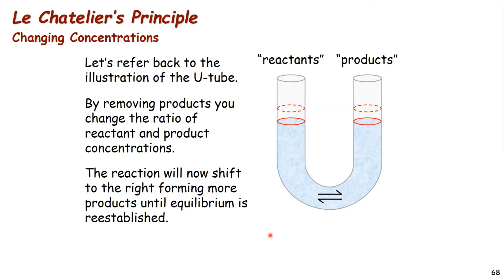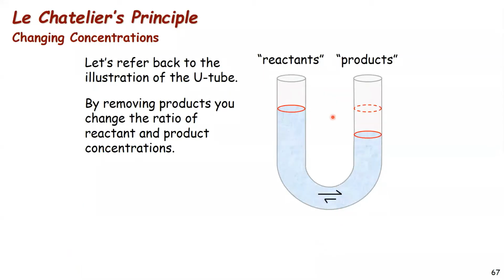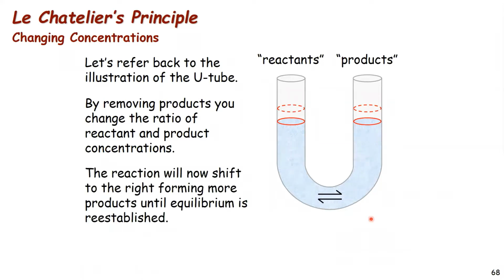So again, we could use the value of Q to calculate this, right? We can see that the Q is bigger than the K value. So the Q is up here, but the K value is here, right, when it reaches equilibrium. So Q is bigger than it should be, so the reaction is going to go from reactants to products, okay?